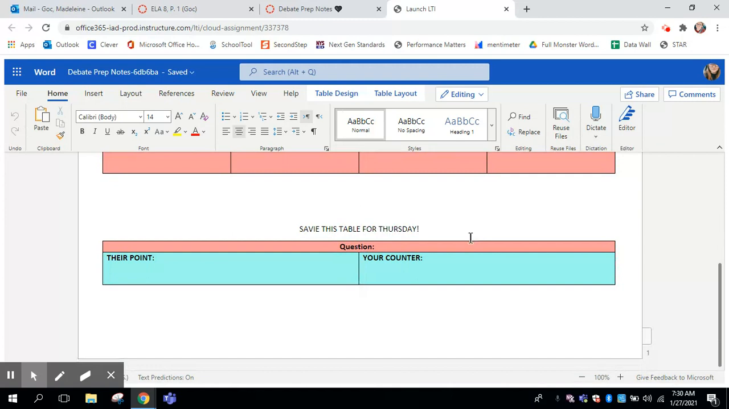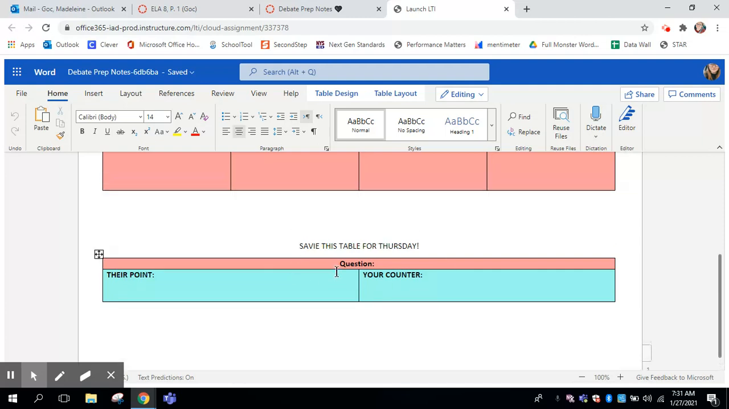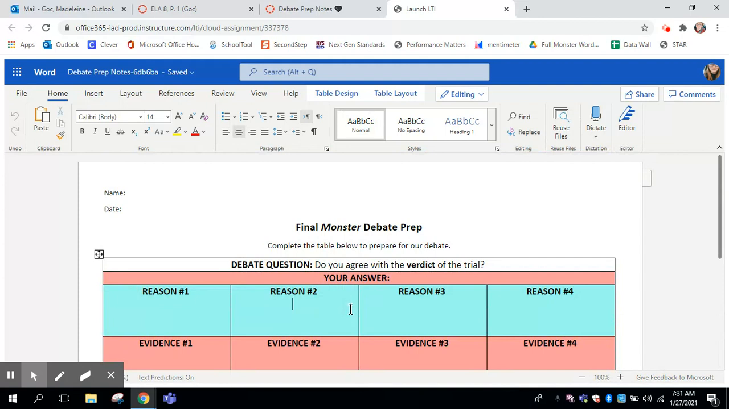On the bottom, there's a table down here, and it says, Save this table for Thursday. This is going to be something that we use during the debate. So again, when I told you do not click submit, the reason is you're going to add to this while we're debating, okay? So please do not click submit. It will be impossible to get back.